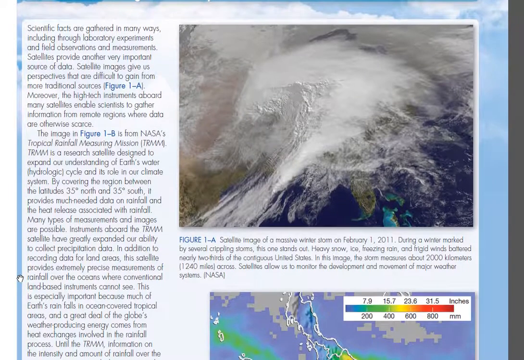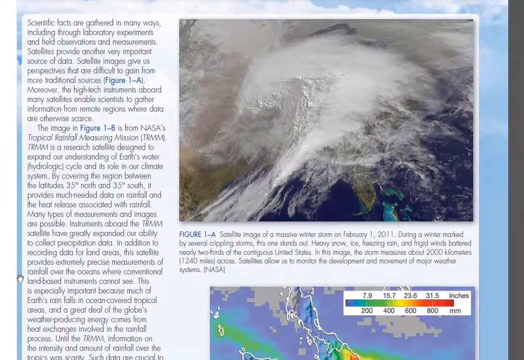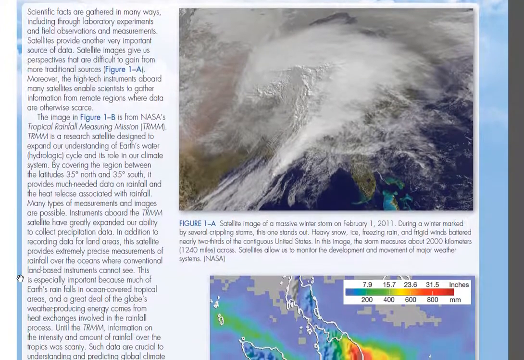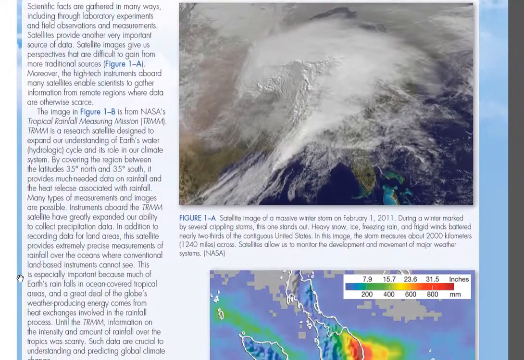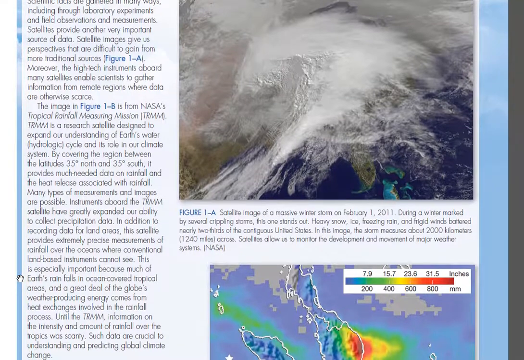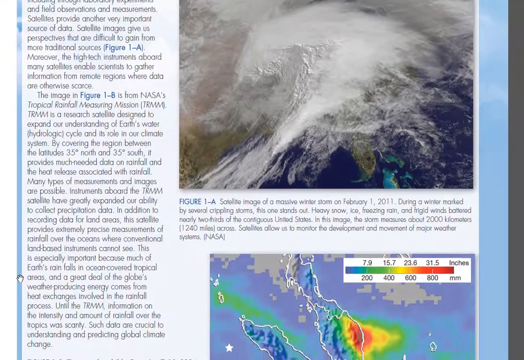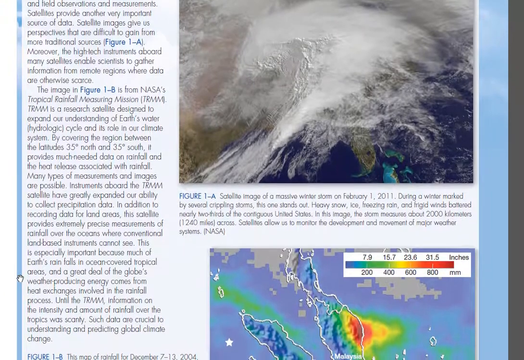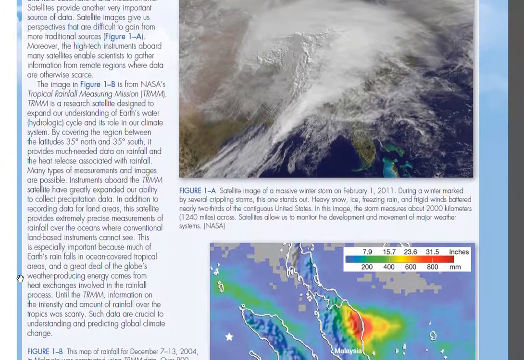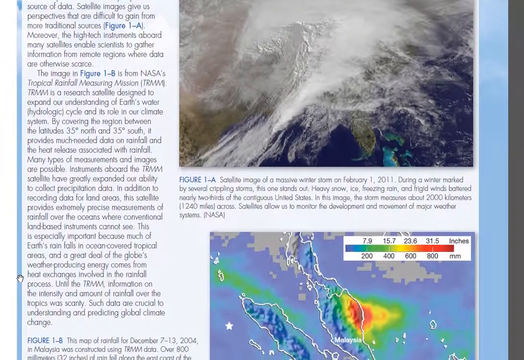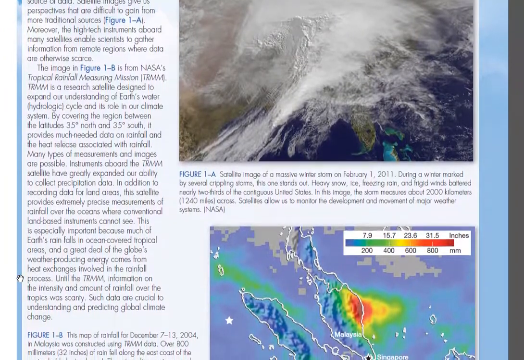This is especially important because much of Earth's rain falls in ocean-covered tropical areas, and a great deal of the globe's weather-producing energy comes from heat exchanges involved in the rainfall process. Until the TRMM, information on the intensity and amount of rainfall over the tropics was scanty. Such data are crucial to understanding and predicting global climate change.